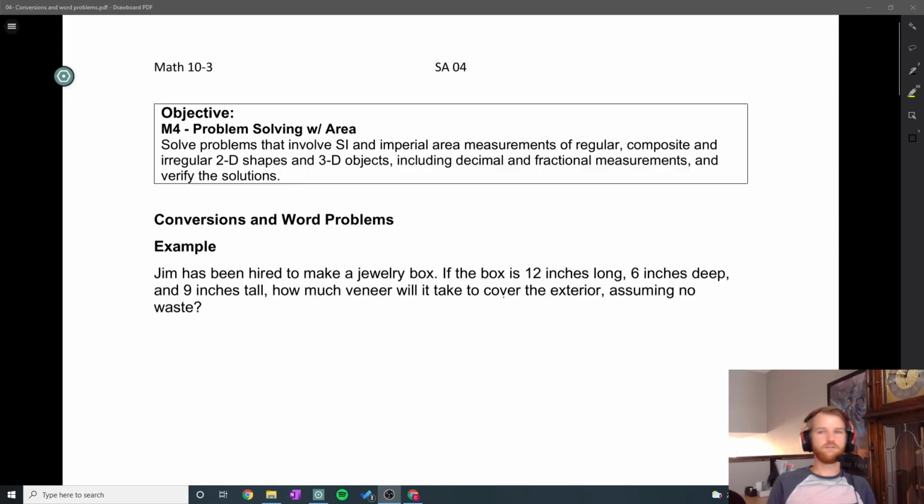All right, so this is lesson 4 for surface area. This lesson is really, we're not doing anything new per se. It's just giving us a context, a real life scenario and a word problem, where we have to apply what we've learned to this situation.